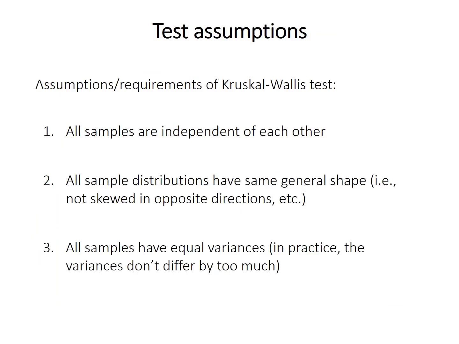So although the Kruskal-Wallis test is non-parametric, it does have some other assumptions. As in virtually all tests, the samples must be independent of one another, and this is mostly the case in pretty much all sorts of data you'd experience as a scientist. The distributions should have the same general shape, like not skewed in opposite directions, for example, and they should have equal variances. But in practice, as long as the variances don't differ by too much, say, like the biggest one isn't more than like 4 times the smallest one or whatever, you should be okay.